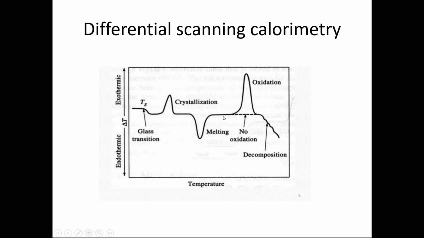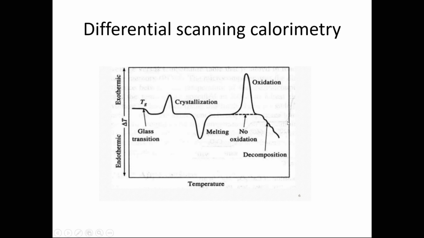And then the next maximum will be the maximum corresponding to oxidation. Oxidation is the process of combining with oxidizing species like oxygen, and it is always accompanied by an exothermic event, so it is an exothermic event. Again, you shouldn't expect oxidation during a DSC experiment if you're running DSC in an inert atmosphere, in nitrogen, for example. But if you run it in an oxygen or air atmosphere, then oxidation will be possible.